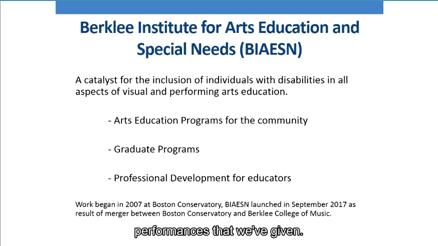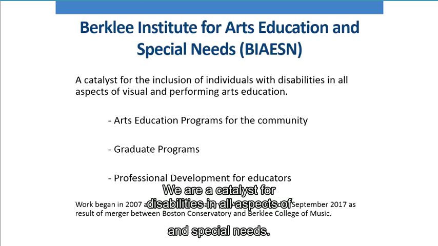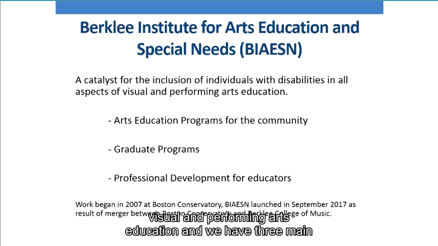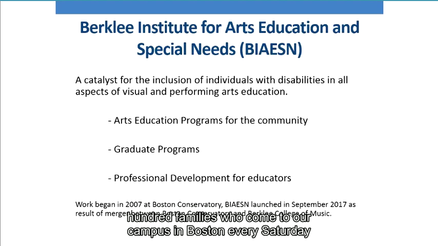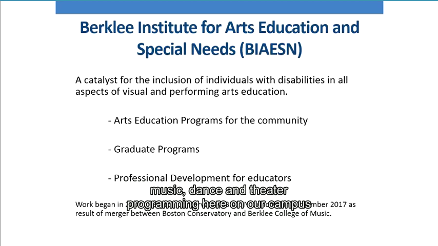So just a little bit about the Berklee Institute for Arts Education and Special Needs. We are a catalyst for the inclusion of individuals with disabilities in all aspects of visual and performing arts education. We have three main areas of work. We offer arts education programs for the community for people ages 3 to 93. We have about 200 families who come to our campus in Boston every Saturday. We also do a 2-week summer music day camp, and we offer music, dance, and theater programming here on our campus as well as in satellite locations in the Boston area.